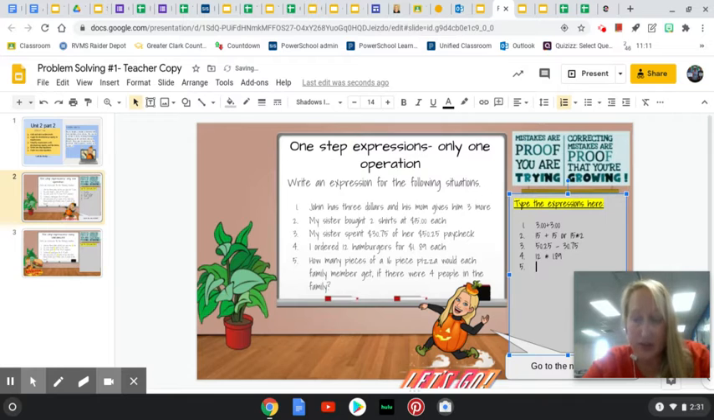Push pause and try the next one. Come back and see if you got it right. Okay, 16 pieces divided by, that's just a slash, the 4 people. You've made all the expressions.